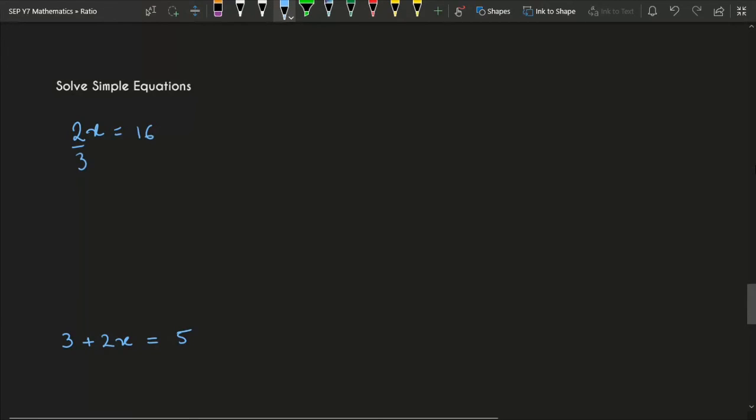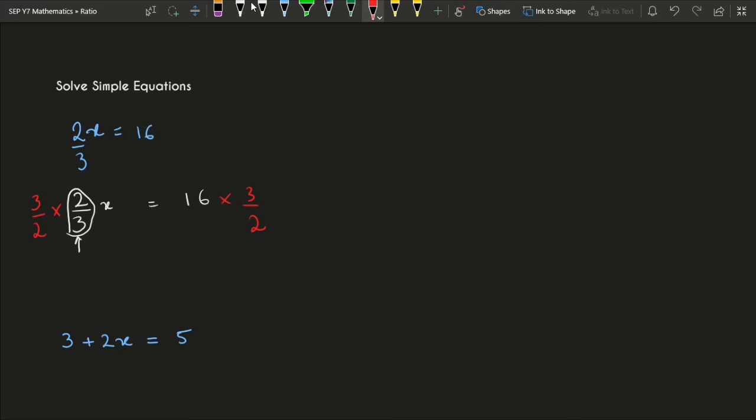Let's move to our next objective, that is solving simple equations. Our first equation is 2 by 3x equals 16. We need to find the value of x, so we need to make x the subject. For that, we need to leave x alone on the left side. We shall multiply 2 by 3 with the reciprocal fraction. A reciprocal fraction is an inverted fraction. After cancellation, x is left on the left side, and on the right side, after cancellation, we have 8 multiplied by 3. The value of x comes out to be 24.